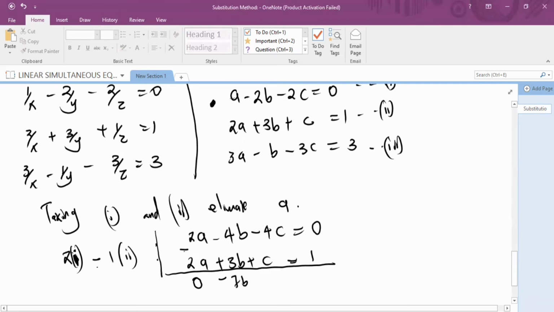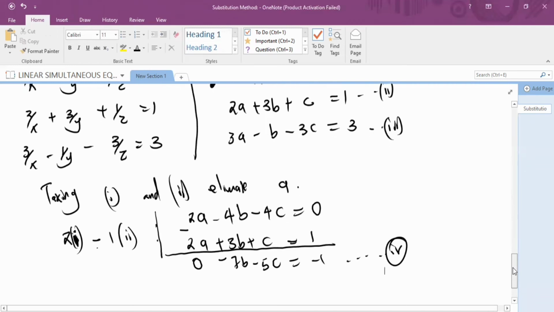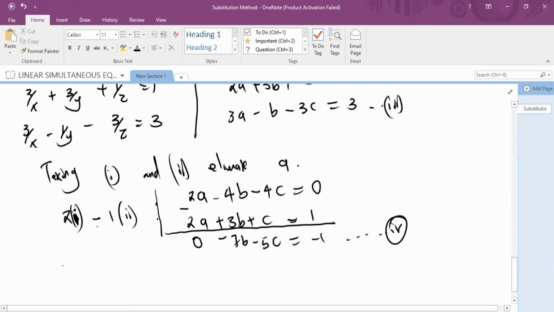Be very careful not to leave out this sign as you're subtracting. Minus 4c minus c, that will be minus 5c. This is equal to 0 minus 1, that will be minus 1. Whatever you get, call it equation number 4. Now, taking equation number 1 and 3, we first of all took 1 and 2. Now we are taking 1 and 3 and we are eliminating a still. So taking equation 1 and 3, eliminate a.